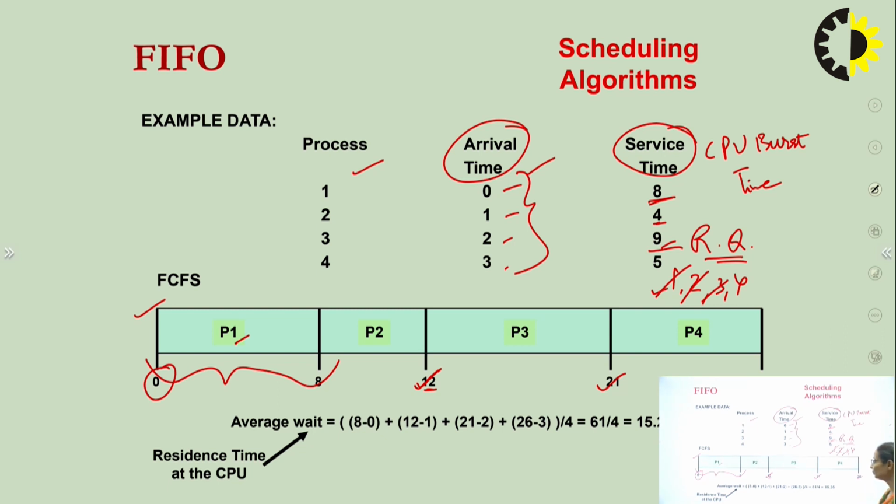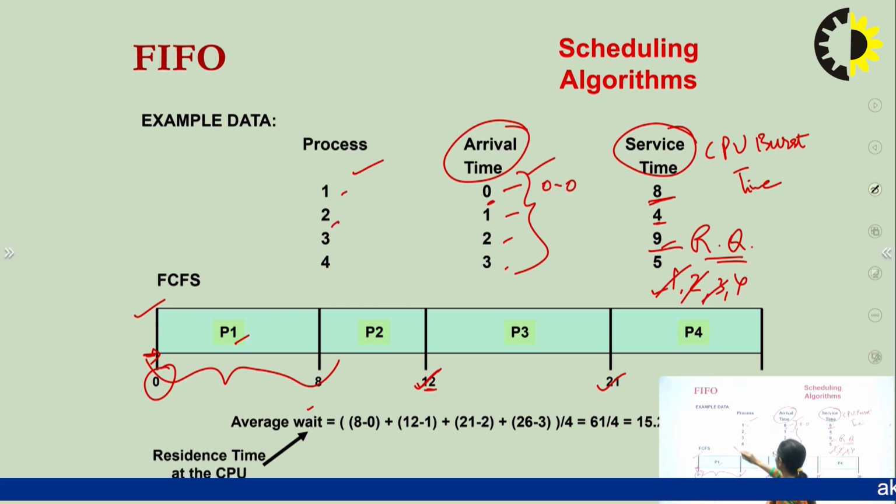Now we are going to compute the waiting time. How are we going to compute the waiting time? For the process P1, its arrival time is 0, and we have allocated the CPU at time 0. So how much time has it waited? It is 0, that is 0 minus 0.